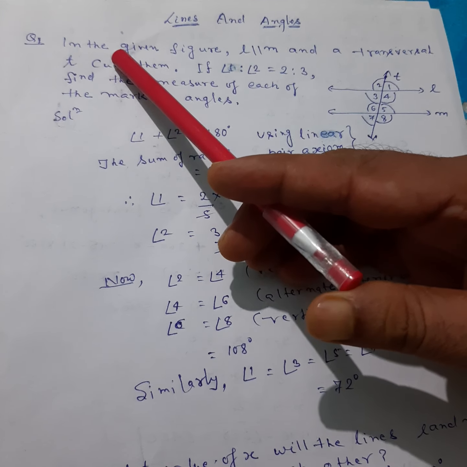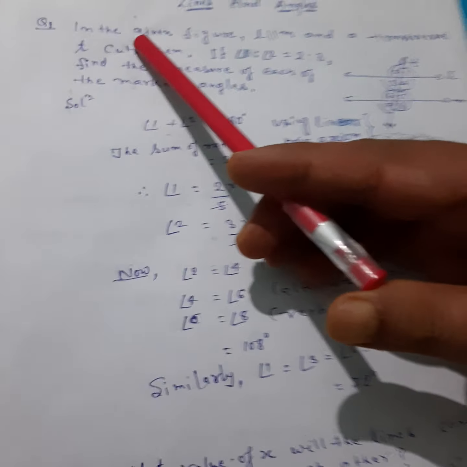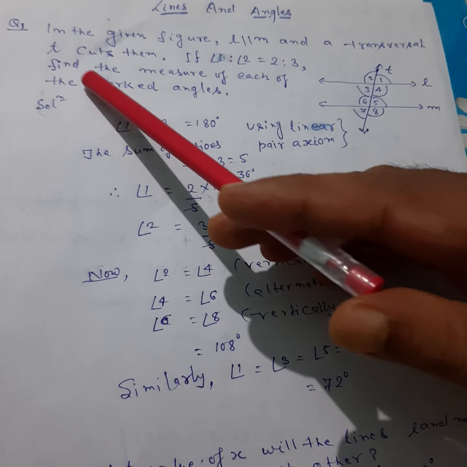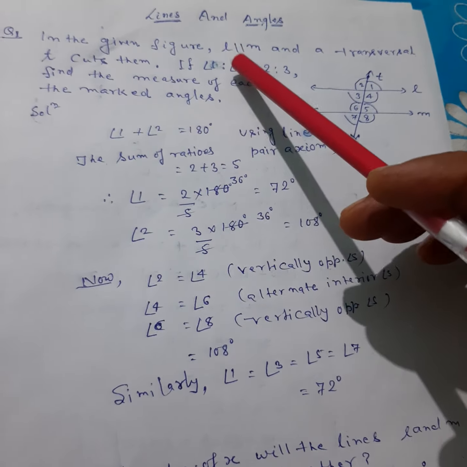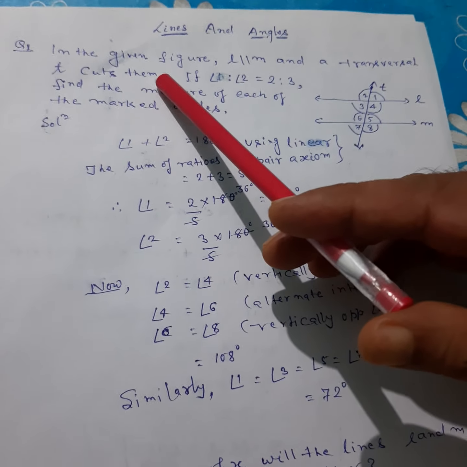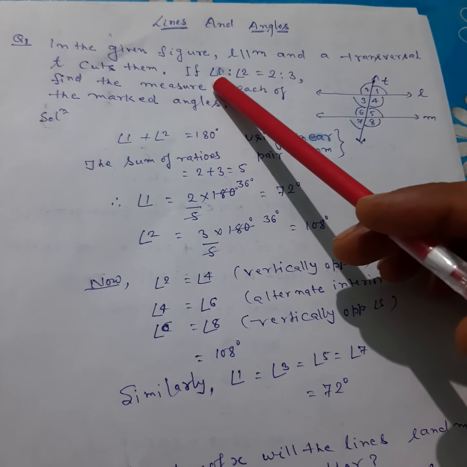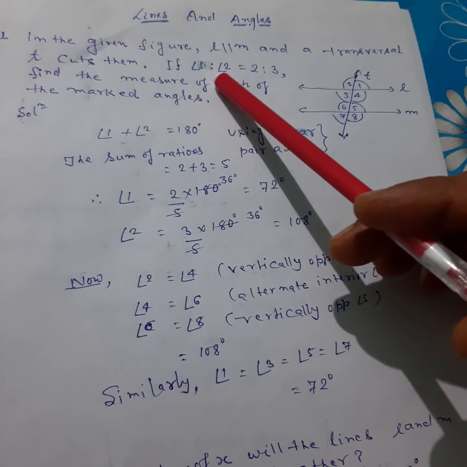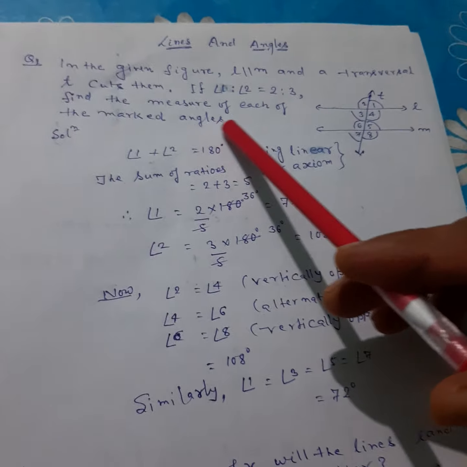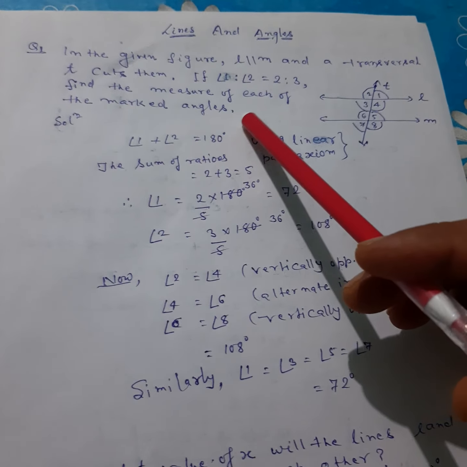In this video I am going to discuss some important questions from lines and angles. Very first question: in the given figure, L parallel M and T is a transversal that cuts them. If angle 1 to angle 2 is in the ratio 2 to 3, find the measure of each of the marked angles.